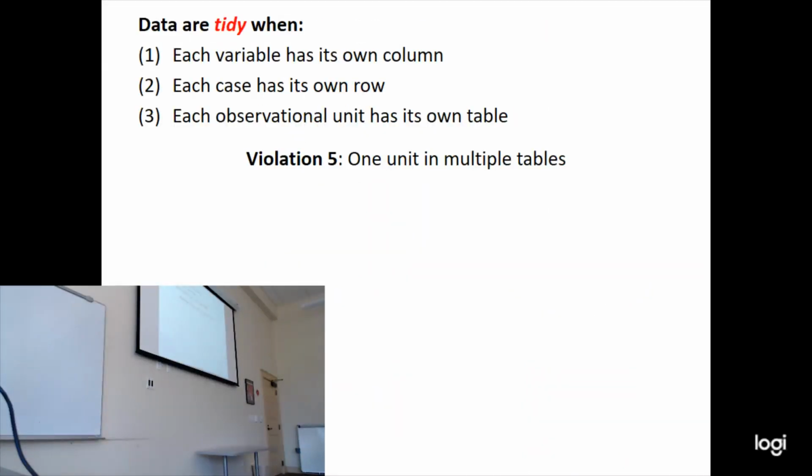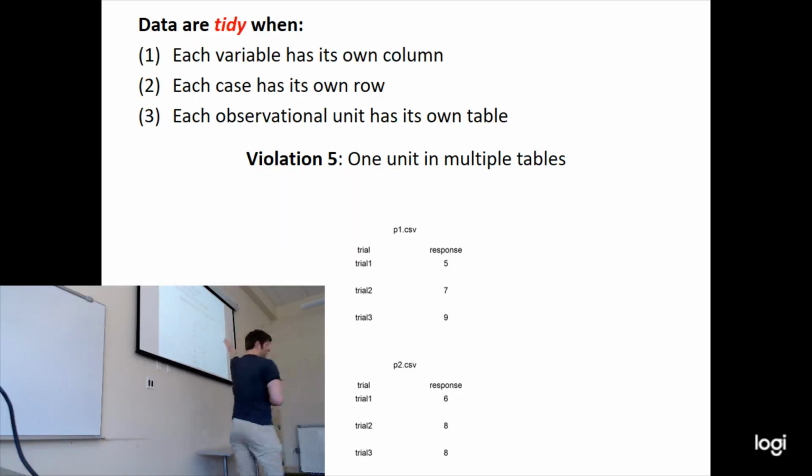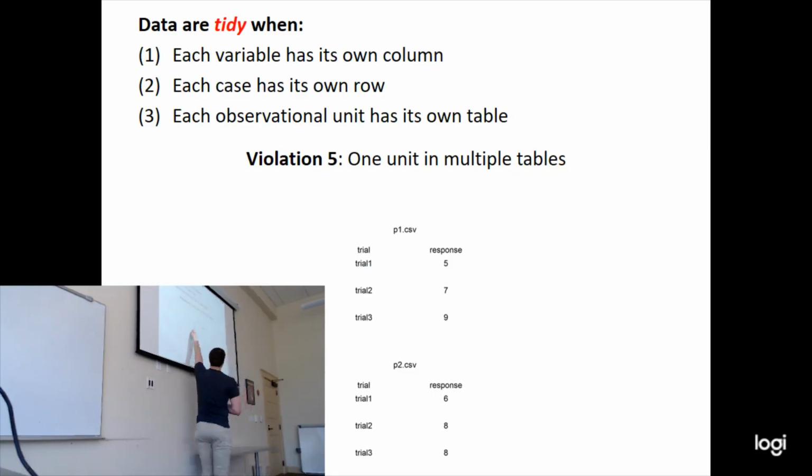Okay, so one final violation of these tidy principles, and that is you have one observational unit that's spread across multiple files. What this might look like is, it's often the case when you're doing an EEG study or some other kind of intensive process with each participant that you bring into a lab study, you end up with separate files, one for each participant. So I've called this first file p1.csv.